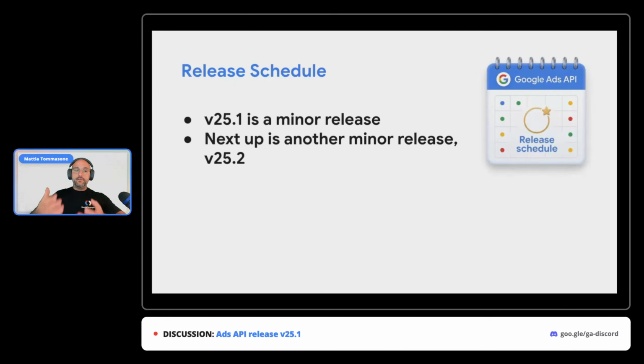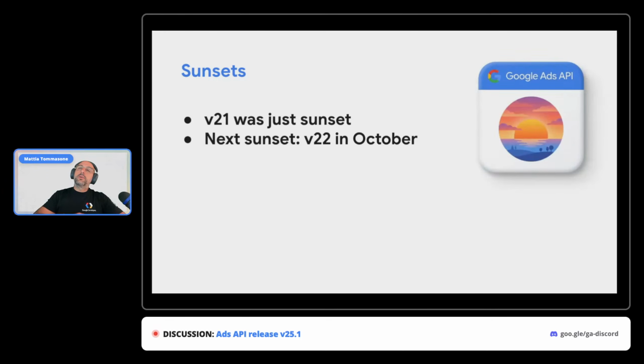It's just additive features that you will get for free, basically, if you are using V25 already, and you just have to upgrade your client libraries if you are using one of the 6 that we support, or upgrade your HTTP calls if you are using REST. The next release is also going to be a minor one, V25.2, which is due in September. And then we will have V26, which is going to be a major release.